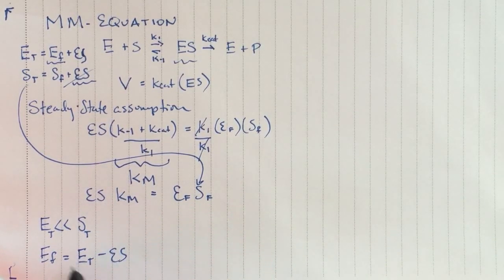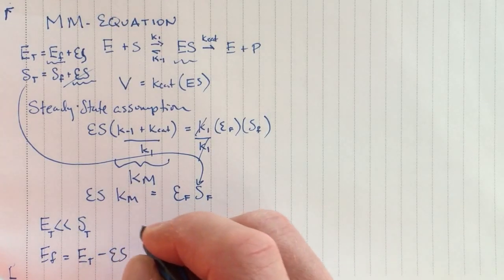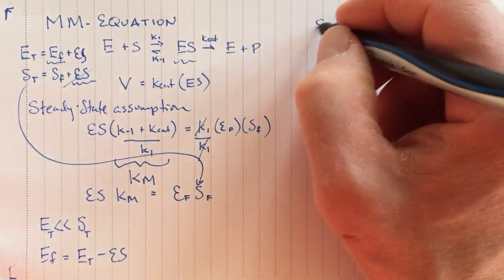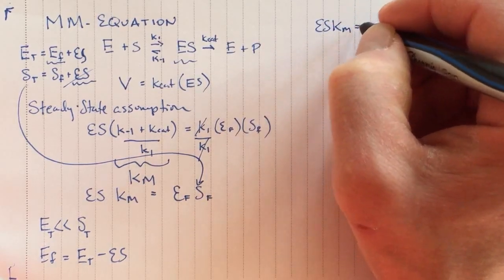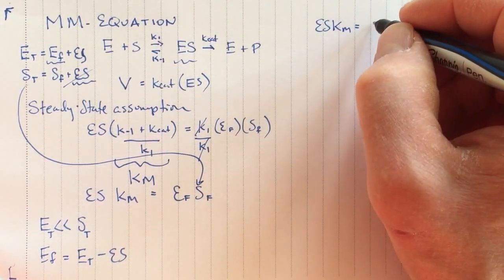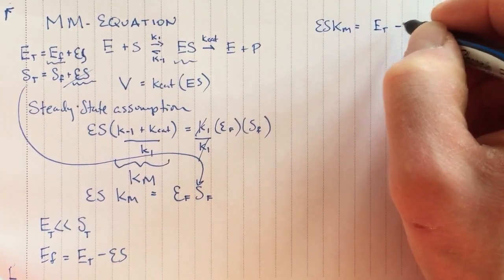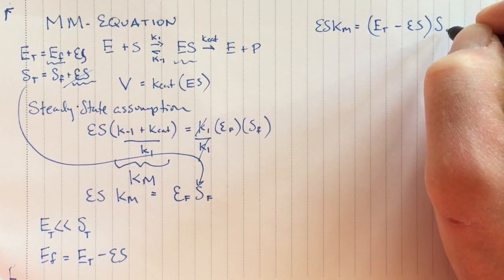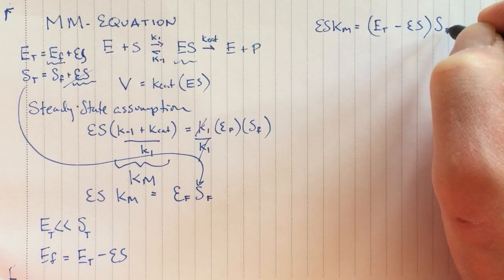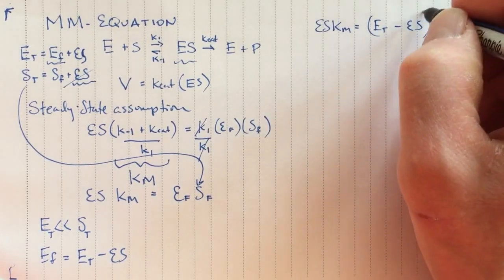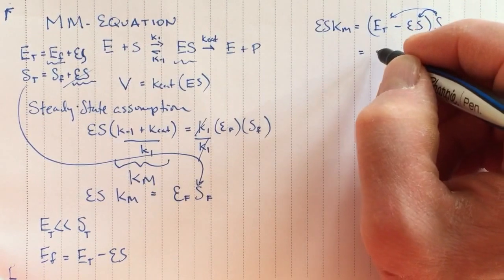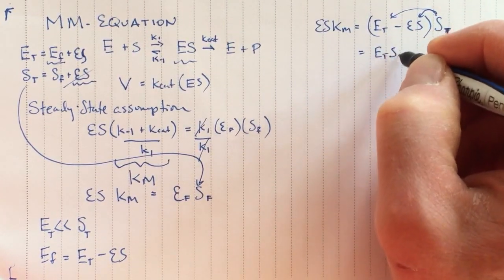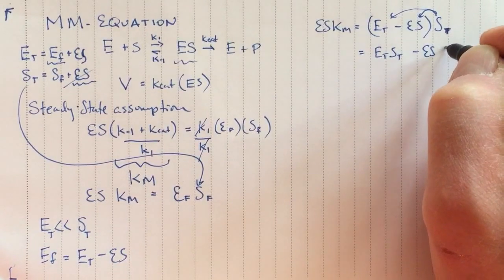For enzyme, it's quite possible that a large majority of the enzyme is saturated with substrate, so we have to write this out more completely. So now with these substitutions, we have ES times Km is equal to E total minus ES times S in the free form, which is the same as the total S. And now we're going to distribute and write E total S total minus ES S total.